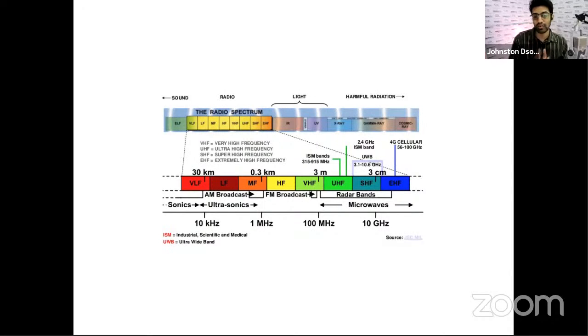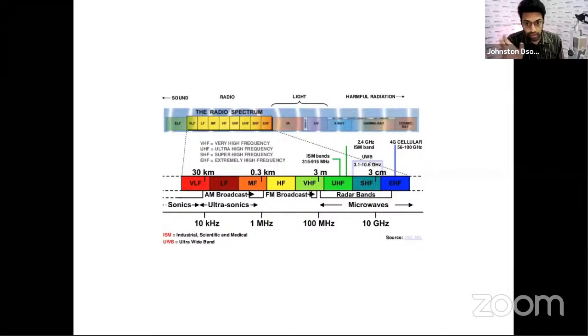So VHF stands for very high frequencies, UHF stands for ultra high frequencies. Your TV channels also work in a similar frequency range, by the way. They are also transmitting TV signals at the same frequency range. Your telephone lines are much higher. Okay, sorry, not your mobile phone lines.